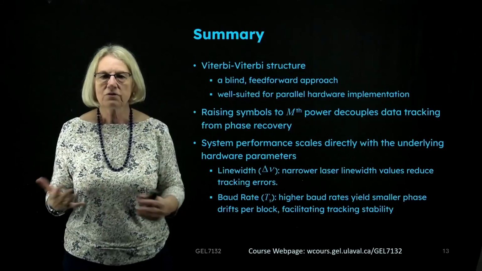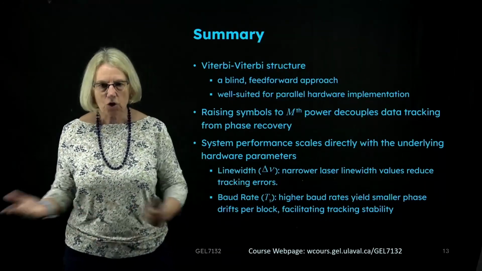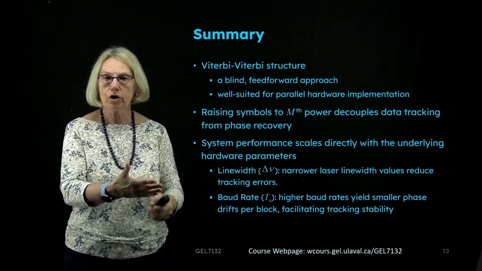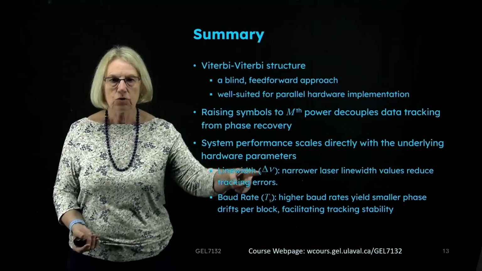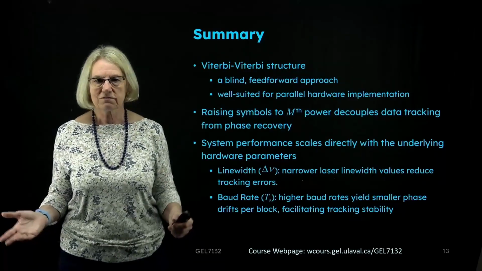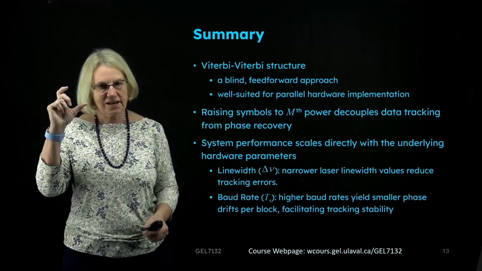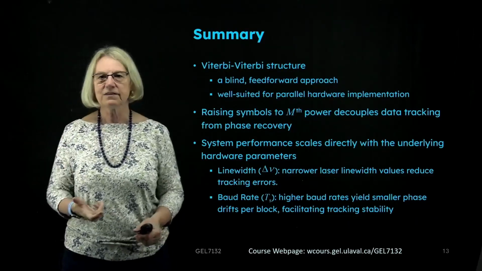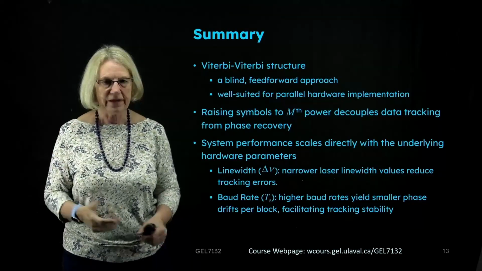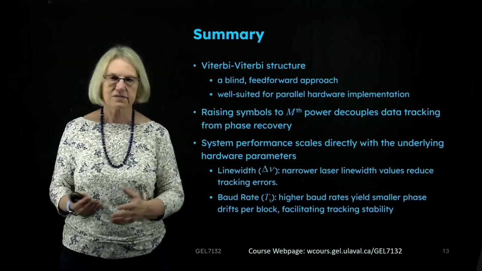There are two fundamental system parameters which determine how well this approach will work: the line width delta nu and the baud rate, Ts. Of course, a narrower line width will reduce tracking errors, because the assumption of constant phase in a window would be accurate. And of course, higher baud rates also make this assumption true.